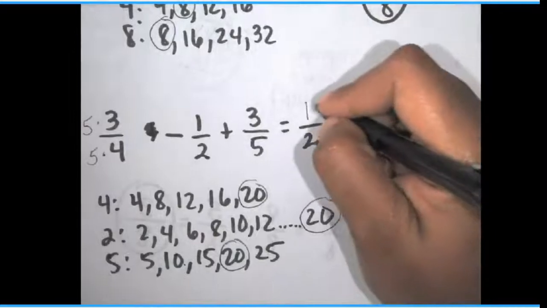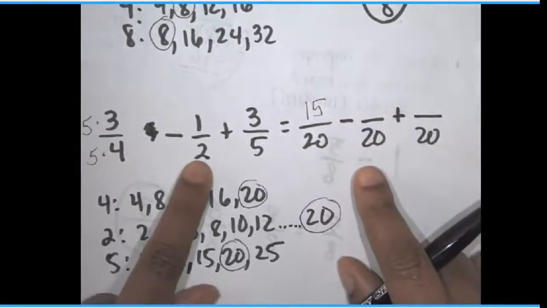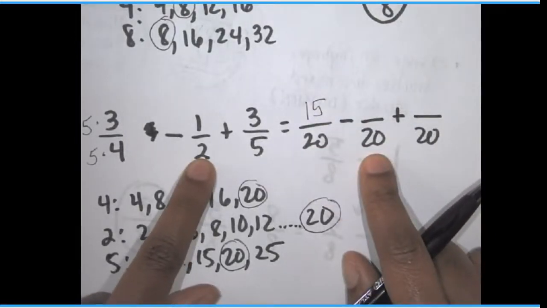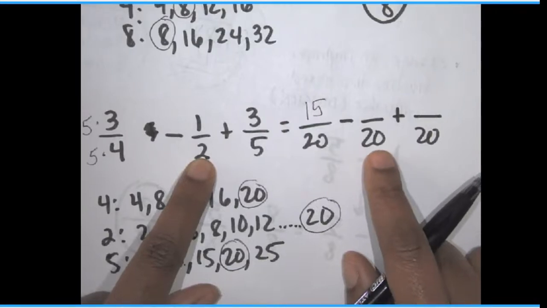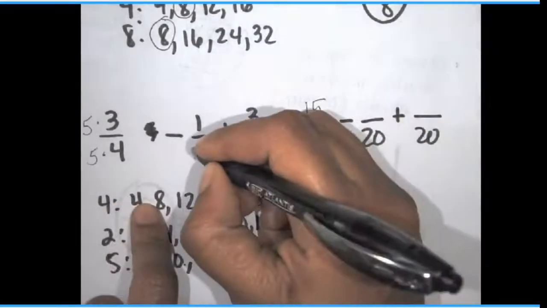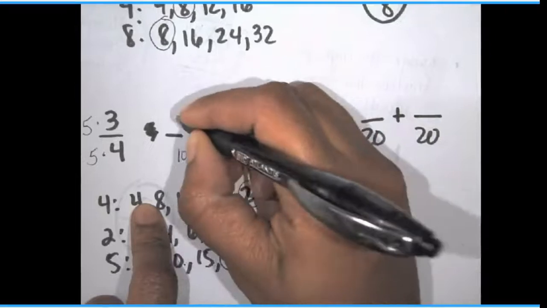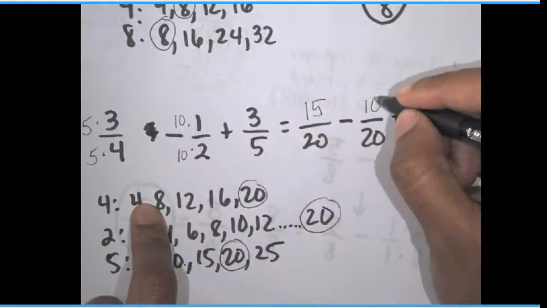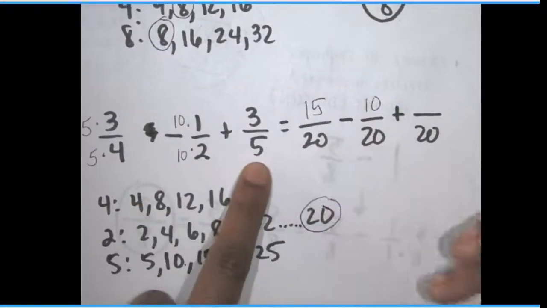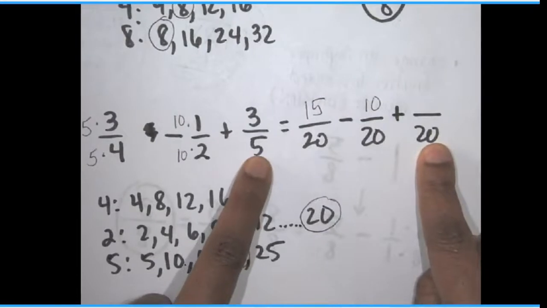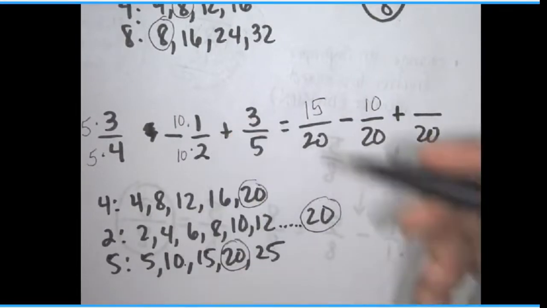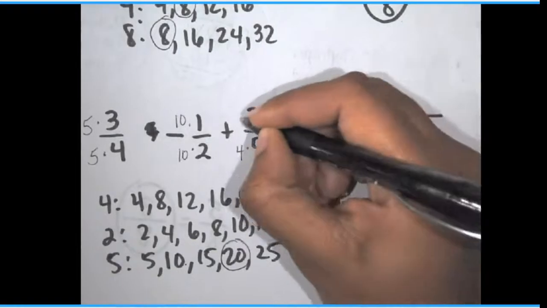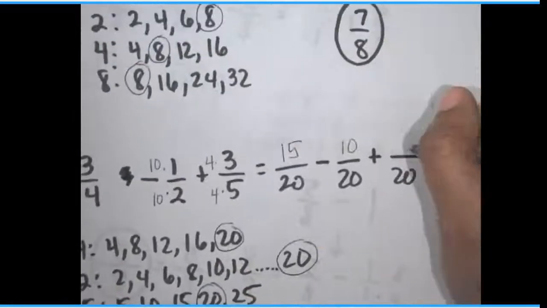So this is going to get a 15. Right here, I want to times 10 to the bottom and top of this one because I want to get a 20. So times 10 times 10. So this is going to become a 10. And then this one, 5 to 20, I got to multiply by 4 to the bottom and the top. So times 4 times 4. So this is going to become 12.